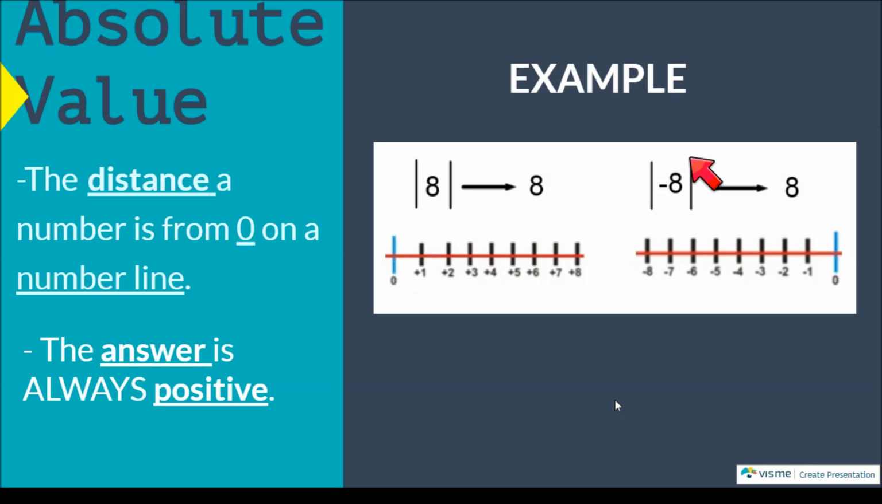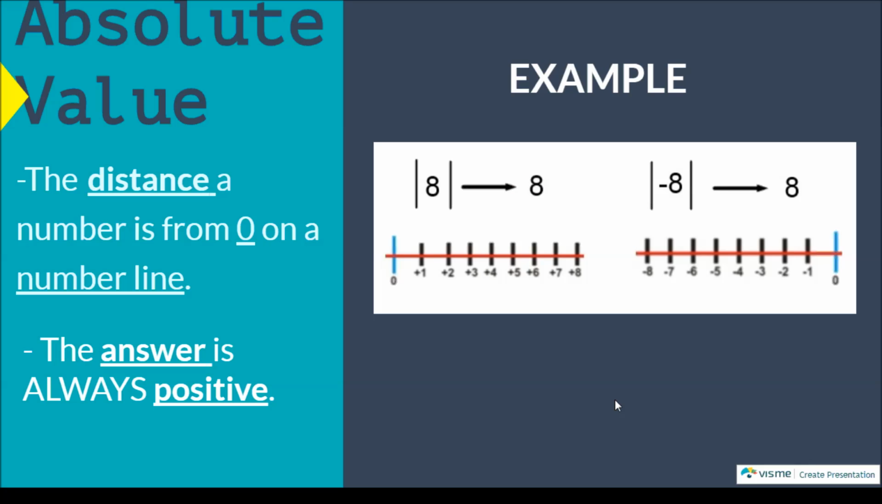Same thing with the absolute value. Remember, these bars mean absolute value of negative 8. Negative 8 is still 1, 2, 3, 4, 5, 6, 7, 8 places away from 0 on the number line. So the absolute value is also 8. Again, the answer to absolute value is always positive. So you're going to repeat after me: always positive. You keep the number, negative 8 stayed 8, 8 is 8, always positive. Okay, so that's absolute value.